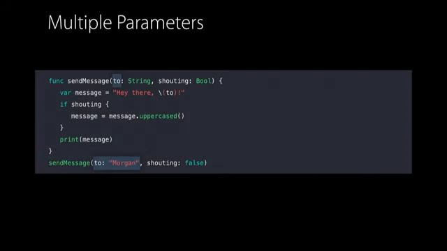And this does make the function read better when you call it, SendMessage to Morgan, but it doesn't work so well inside the body of the function. Inside the body, you really want a noun for the parameter, not a preposition. "Hey there to" isn't so great. But sometimes there isn't a single word that works well both inside the function's body and as a label when you call the function. In Swift, you don't have to give one of these up.